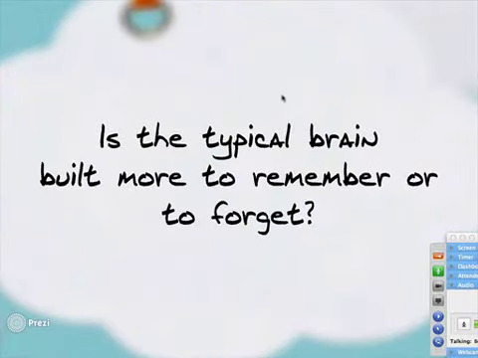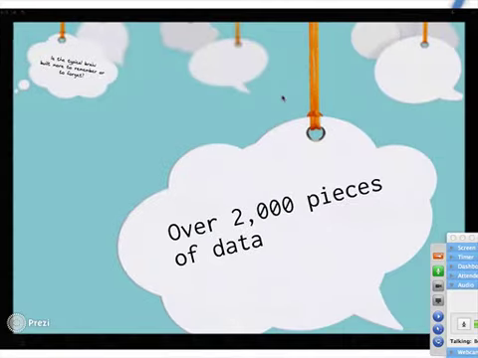So let me ask you, on the typical brain, and again, I get it that there are going to be extenuating circumstances on either end of the spectrum, but in a typical brain, do you think our brain is built more to remember or to forget? To remember. And this is the thing that I think is really important. Let me share a little piece of information with you, and then we'll revisit that.